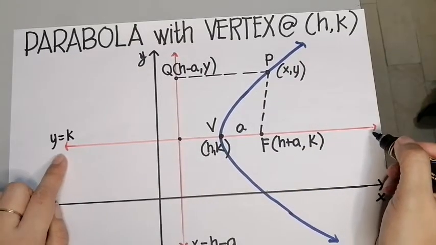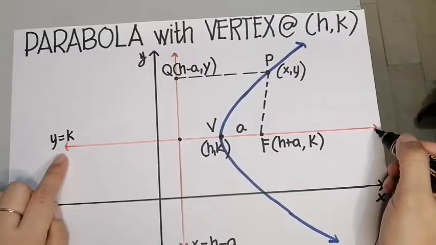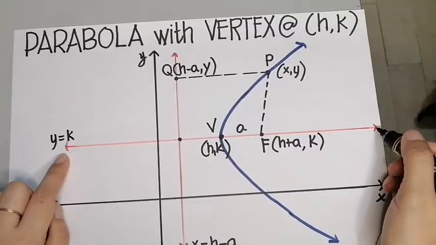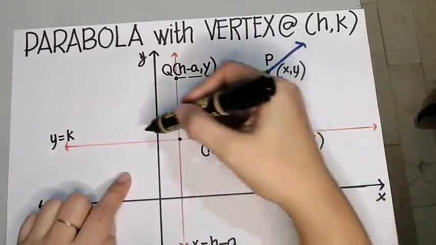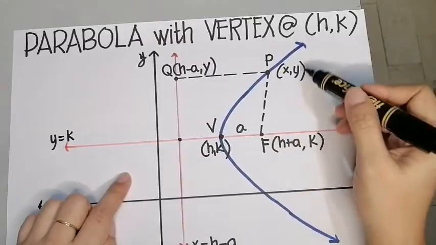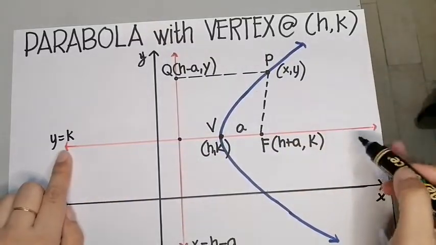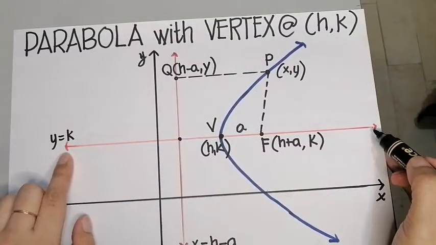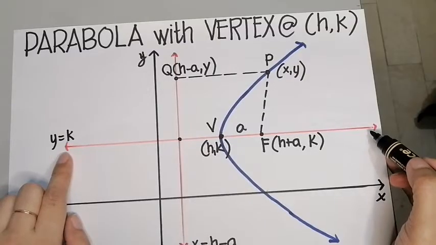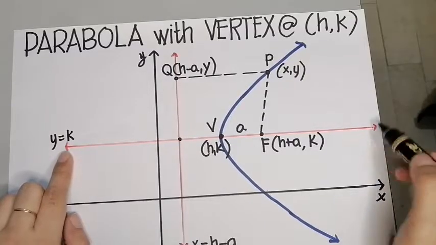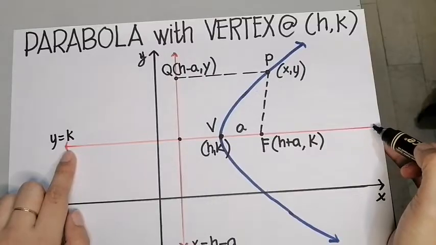Next is the axis. The axis is the line of symmetry of the parabola. This means it is perpendicular to the directrix and passes through the vertex and the focus of the parabola. So in this graph, the equation of the axis is y equals k.